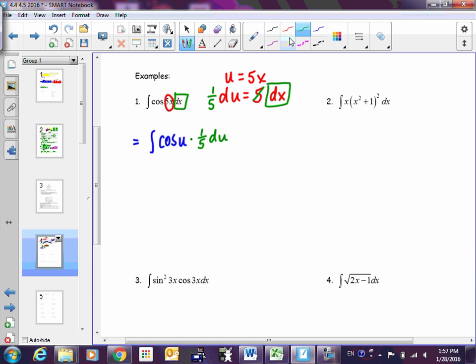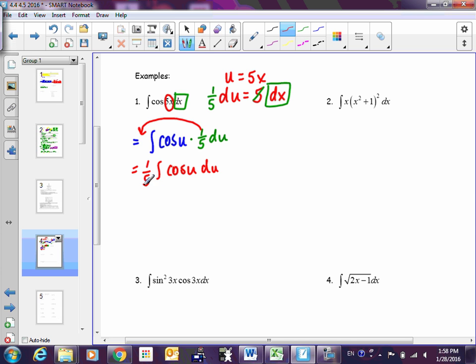Okay? All right, now this 1/5, and we're going to see this happen in a lot of the problems, is just a number being multiplied. So I am going to move it to the front. So I'm going to write 5 integral of cosine u du. And this integral, it's not much simpler than what I started with, but it is simpler. How did it turn to 5? Oh, it doesn't. That's just me being dumb. What should that be? 1/5. Thank you.